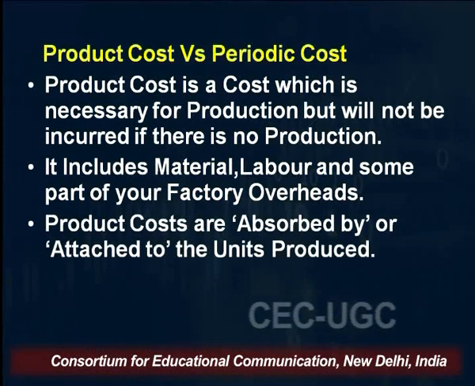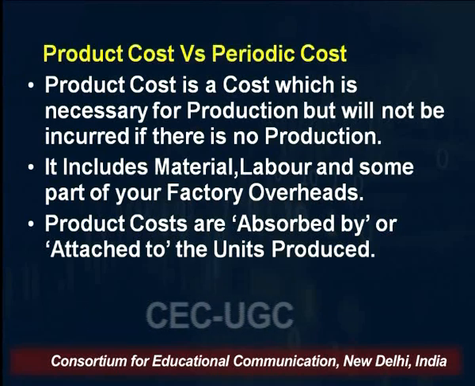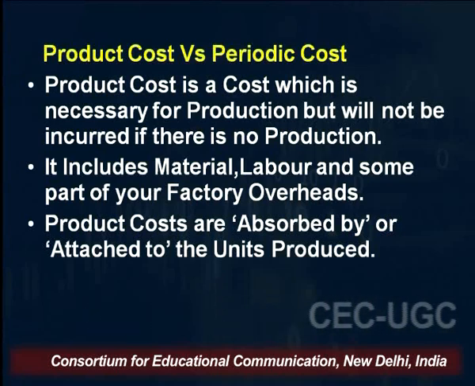Product cost, basically they are absorbed by, remember we are using this term, absorbed by or attached to the units produced. All product costs, they are always attached to the total number of units produced. So when I have to calculate the total cost of unit produced, I shall always get my product cost absorbed to that unit of production. So if I say I have produced 10,000 units, I will never ignore product cost. I shall always consider the product cost, because it has to be absorbed by or attached to the units produced.